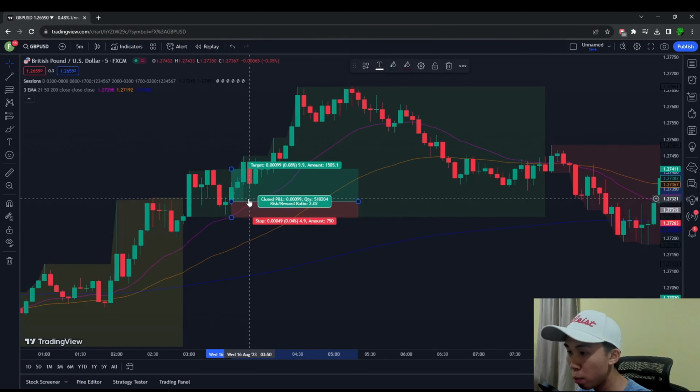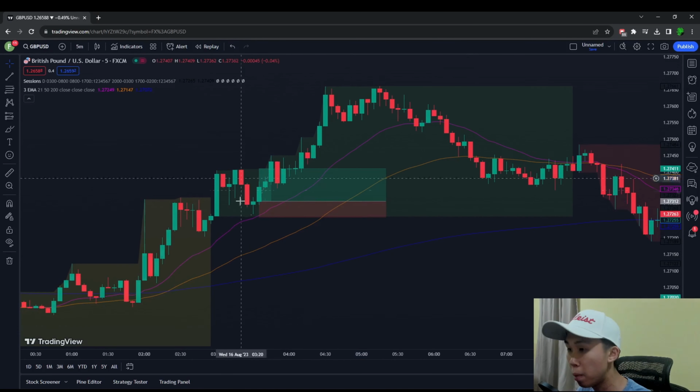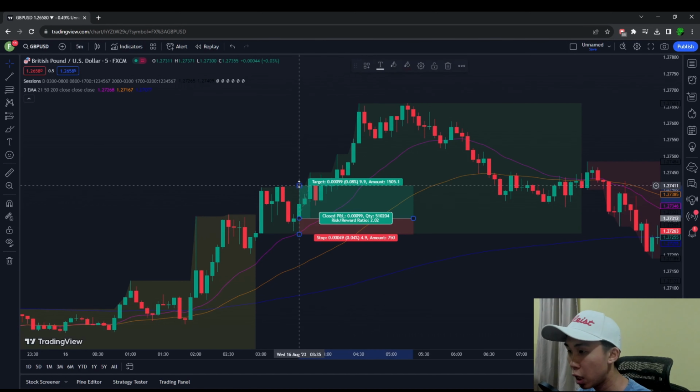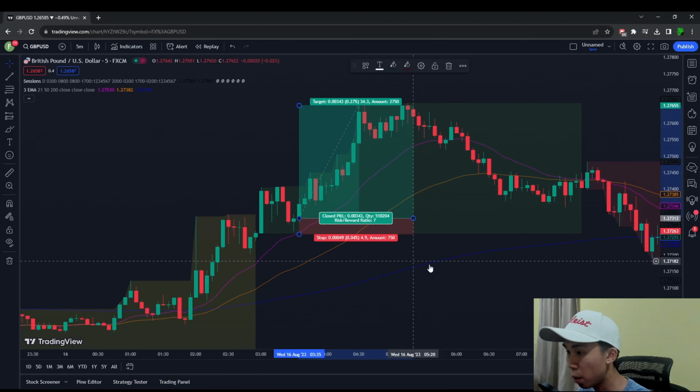You would have gotten profit in just about 15 minutes. So this is a very good buy example. And if you decide to hold longer, you would have gotten about 1 to 7. So if you risk 1%, you would have gotten 7% in just one trade.